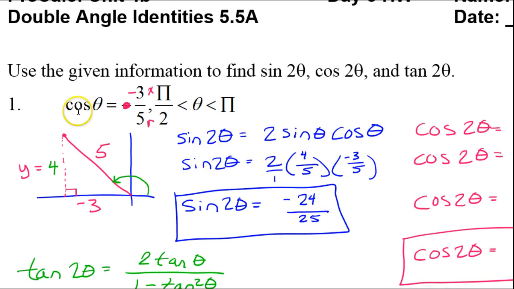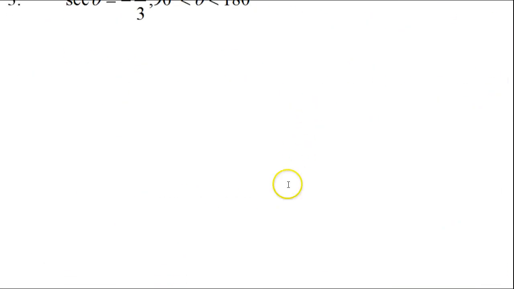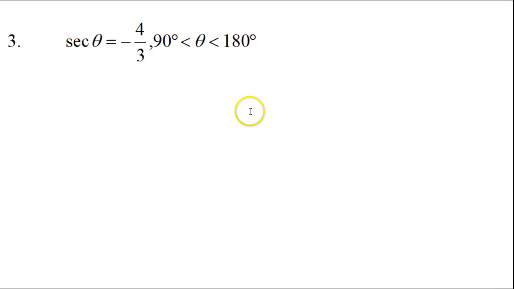that we are given one trig value and the quadrant, and we're being asked to find sine of 2 theta, cosine of 2 theta, and tangent of 2 theta. So that's what we're going to do now for problem number 3.